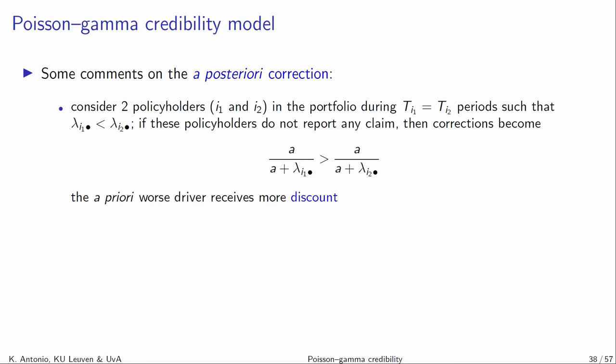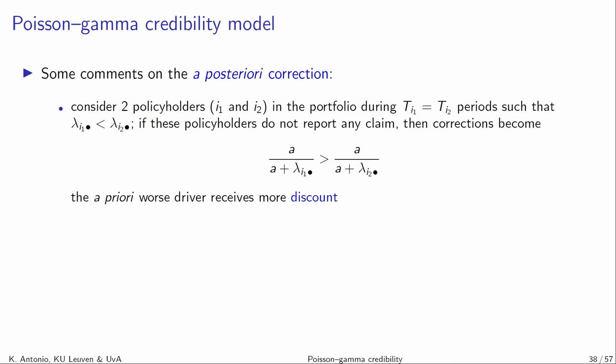And then we'll look at the corrections that they get if they don't report any claim, so their N bullet is 0. Because lambda I1 bullet is smaller than lambda I2 bullet, the discount... so these are their correction factors, right? What we see is we get correction factors below one, but the one we attach to driver I1 will be larger than the one we attach to driver I2. So we give here, for example, 95%, and then here would be 90% or something.